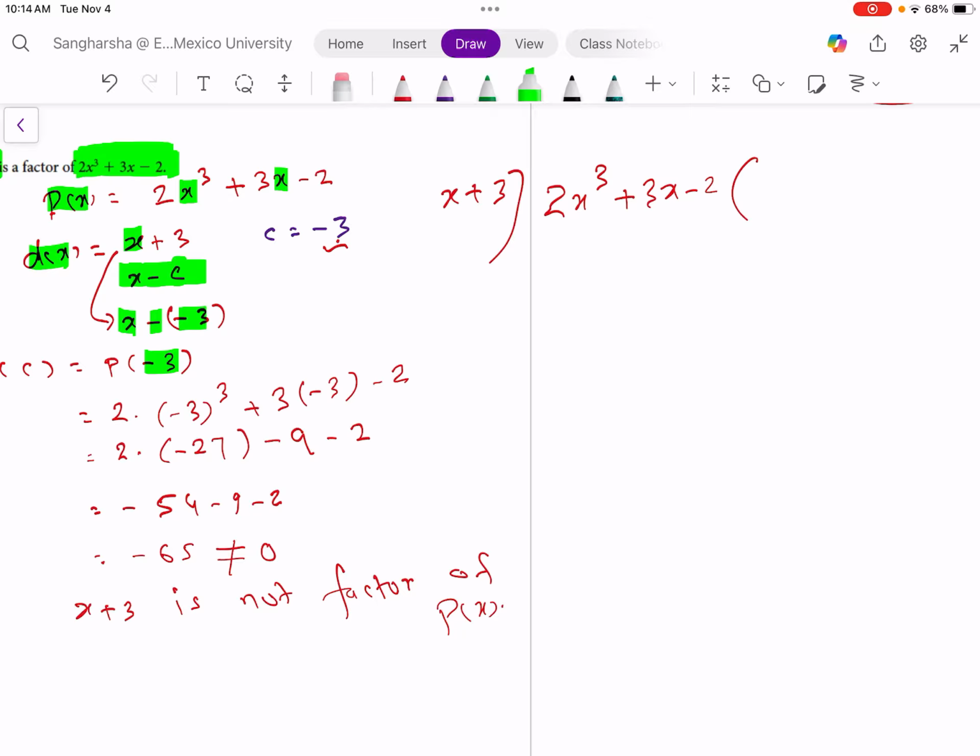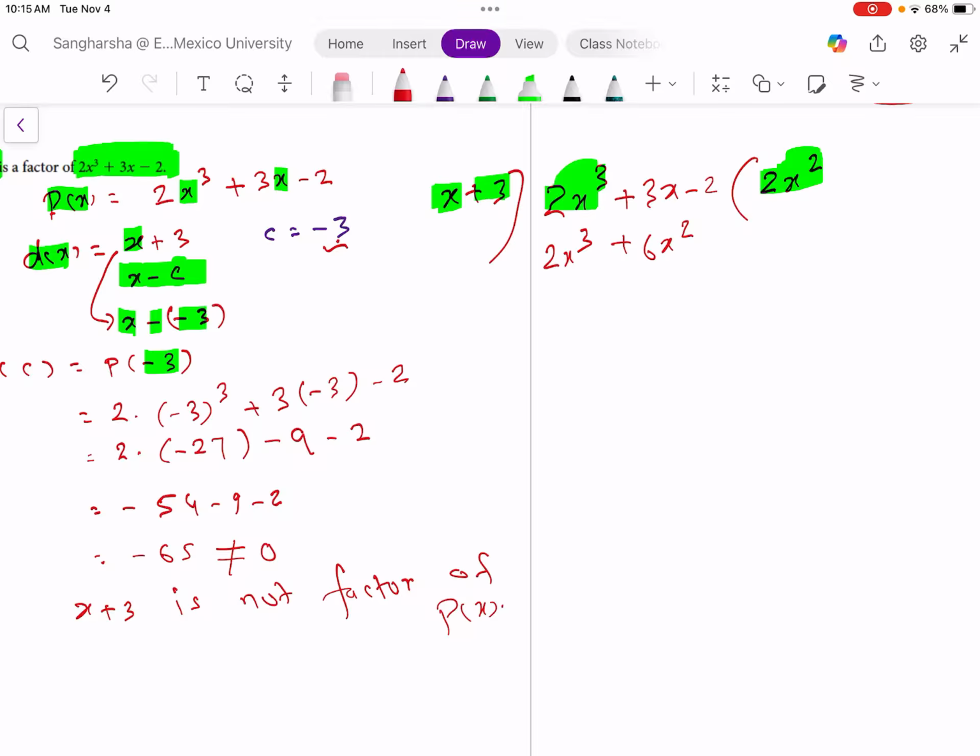We take the first term of this polynomial, 2x cubed, and we divide it by the first term of the divisor. So what is 2x cubed divided by x? It is 2x squared. Now in the next step, we multiply this 2x squared and every term of the divisor. So 2x squared times x is 2x cubed. 2x squared times positive 3 is positive 6x squared.